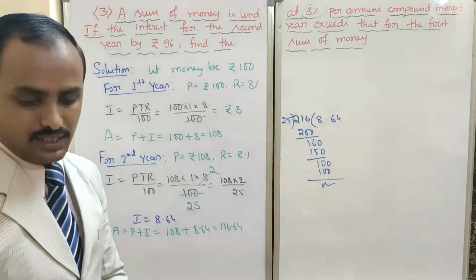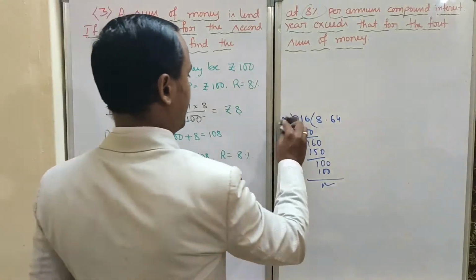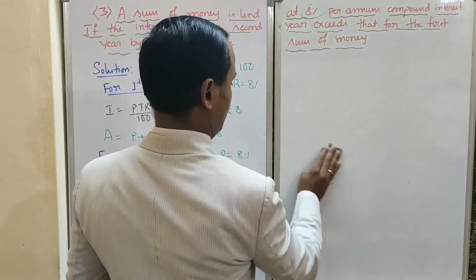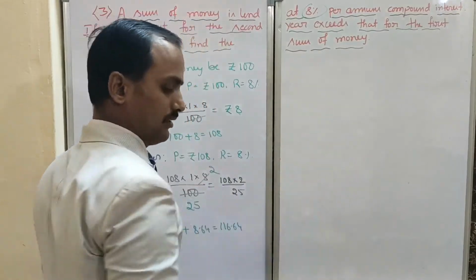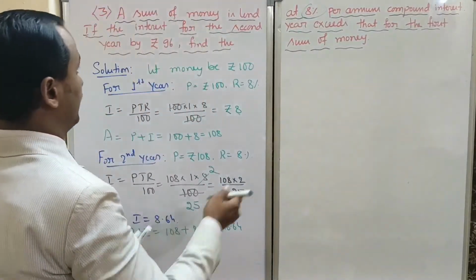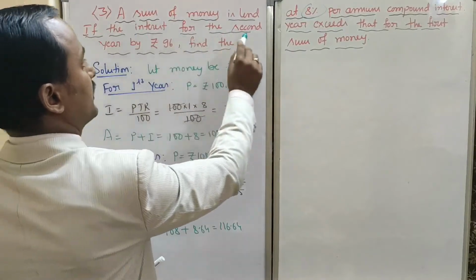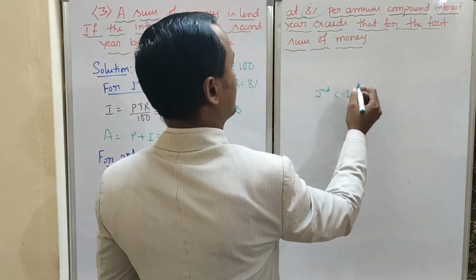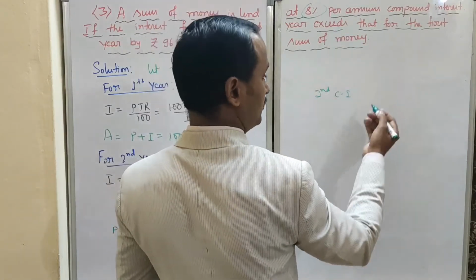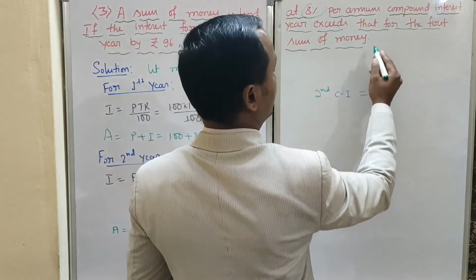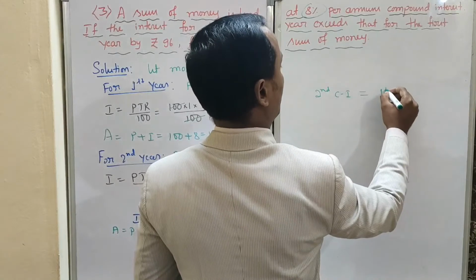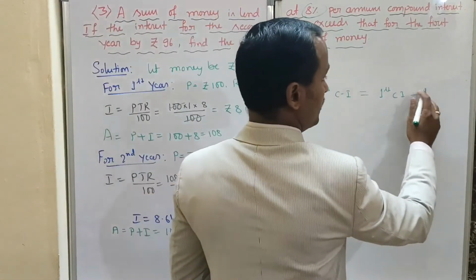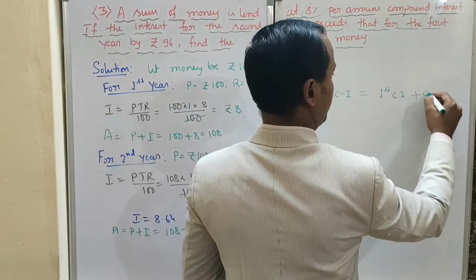Why? Because, dear children, I wrote it already at the beginning. Look here, dear children. I will repeat that point once again. So look here, what is the data? If the interest for the second year compound interest exceeds the first year compound interest by 96. By, I mean, not divisible by 96.